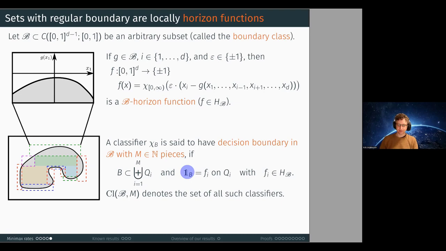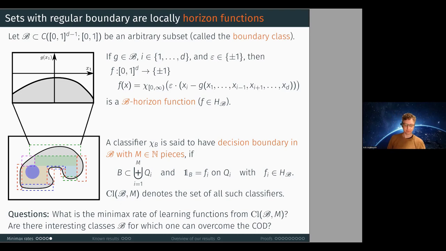And then I write CL classifiers of B, M for the set of all these functions, which are classifiers with boundary regularity B and M pieces. The question that I'm considering in this talk is, what is the minimax rate for learning such functions, depending on the boundary regularity that you put here? And the second question is, are there some interesting boundary classes for which you can overcome the curse of dimensionality, so only have a very mild dependence on the input dimension, or actually a rate which is independent of the input dimension?